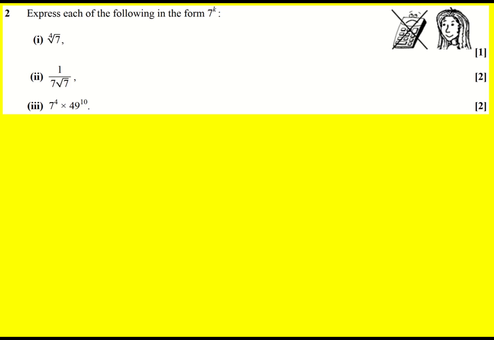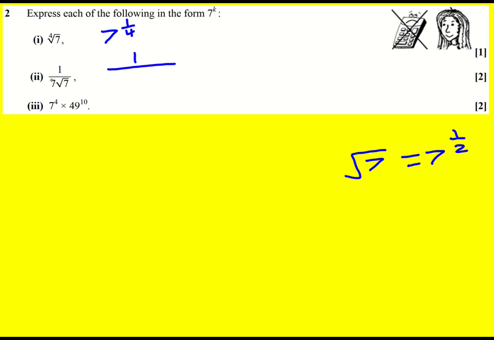We're asked in this question to write some expressions in the form 7 to the power k, that is, powers of 7. And here is what the answers are. So the fourth root of 7 is actually 7 to 1/4. It works in a similar way to the way the square root of 7 would be 7 to the half. And actually, we're now going to use this in the second part.